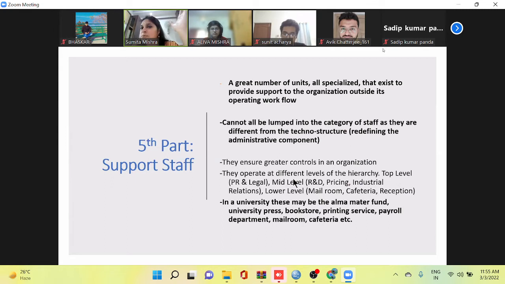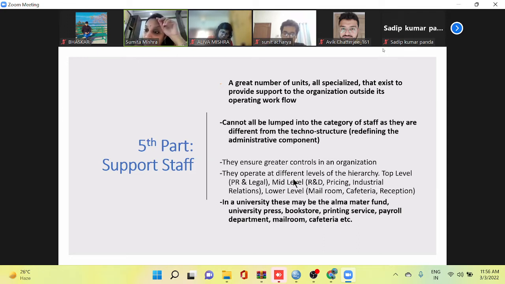But they are not members of the operating core, and support can function at any level. So at the lowest level, it will have more routine activities, and at the highest level, it will have very, very specialized activities. So I'll give you many examples here. But let us first take the example of the university. Okay. Now, university में lower level support में आपको क्या मिलेगा? You will see dispatch, you will see cafeteria. All of these are there. These are very important services, but they all form a part of the support.